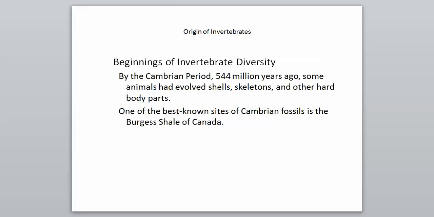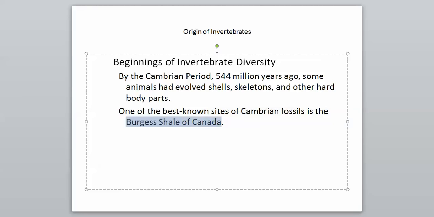And now we're going to get into a time period where they began to diversify. By the beginning of what's known as the Cambrian period, which occurred around 544 million years ago, some animals had evolved things like shells and skeletons and other hard body parts. So they weren't just those soft-tissued animals that we come to think about. One of the best areas where we have found these Cambrian fossils is an area of Canada known as the Burgess Shale. That is an important thing you're going to need to know: there's this area up in Canada that shows us some of the best fossil records of this time, and it's known as the Burgess Shale. It's a big, very diverse area with a lot of interesting fossils from this time period.